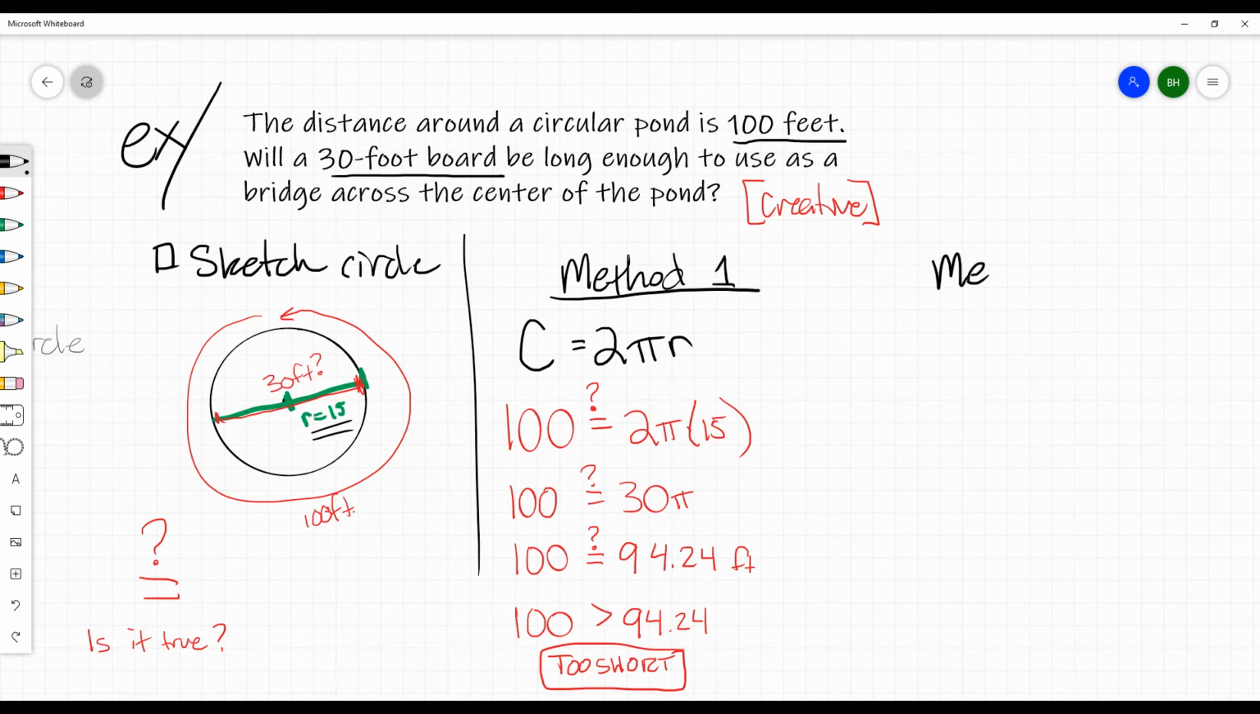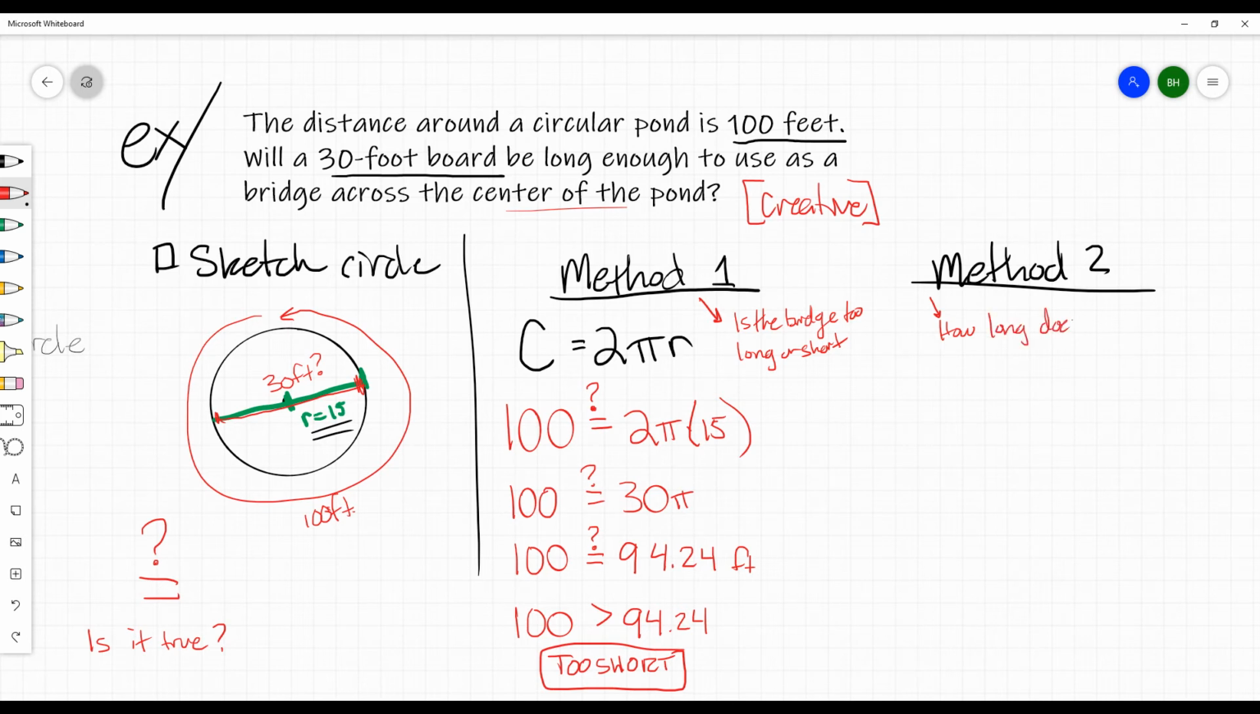Now, the second method that you can do is actually verify and see how long it needs to actually be. So you can ask yourself, is the bridge too long or short? And in this method, we're actually looking at how long does the bridge need to be? So there's two ways of thinking about it. One way, we assume that we have the bridge. The other one, we need to know how long it needs to be.